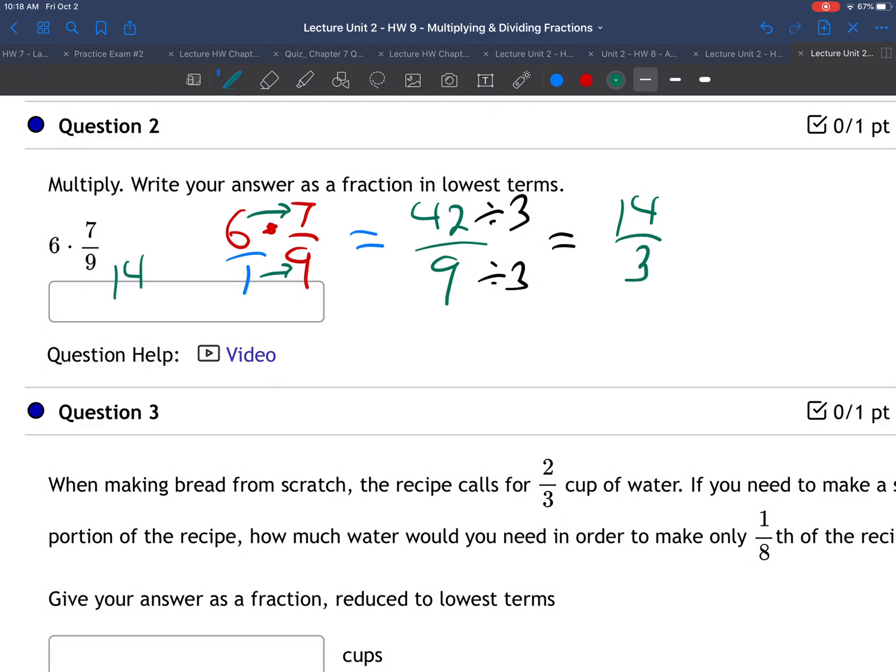And you can give the answer that way. It's totally fine to have the top bigger than the bottom. It's called an improper fraction. That's fine. So that's a good answer. Let me show you another way. Let me go back. 6 over 1 times 7 over 9.